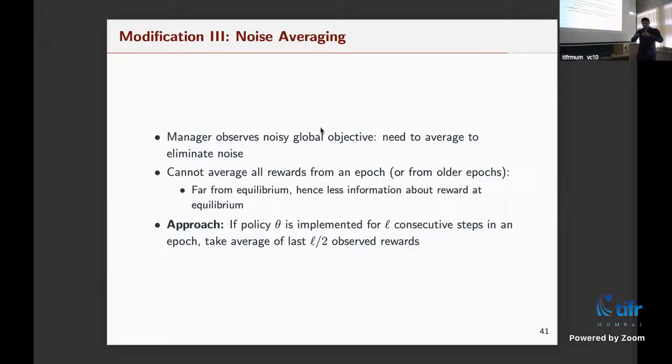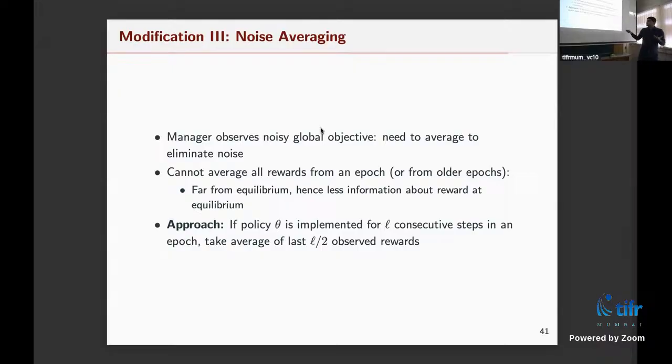Why? If an epoch was of length L, the latter L by 2 are closer to the equilibrium, and hence they have more information. The first L by 2 are farther from the equilibrium, hence less information. So we take a very simple approach. If the policy theta is implemented for L consecutive time steps, we average only the last L by 2.